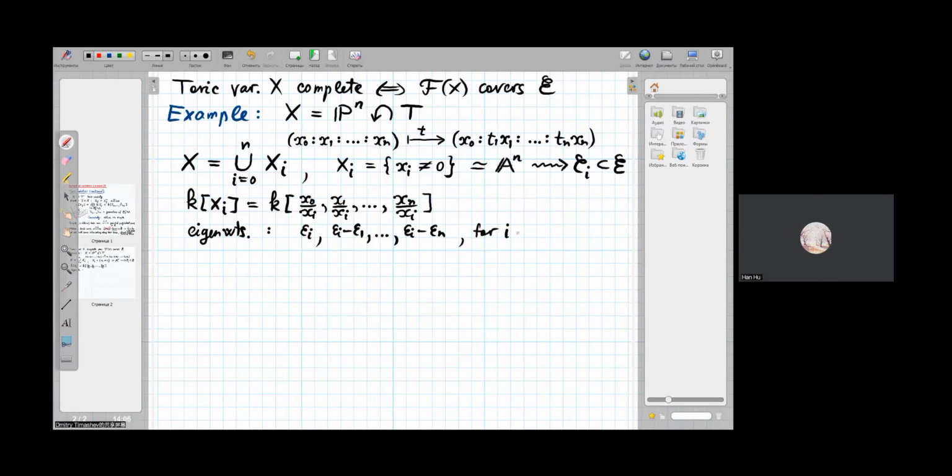For non-zero I, we have these fractions. And if I is 0, we have only minus epsilon 1, etc., minus epsilon n for I equal to 0. These are the eigenweights of the generators of the coordinate algebra. Okay?